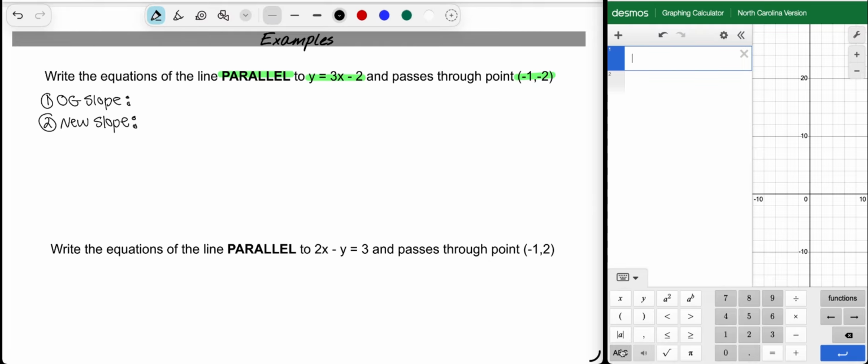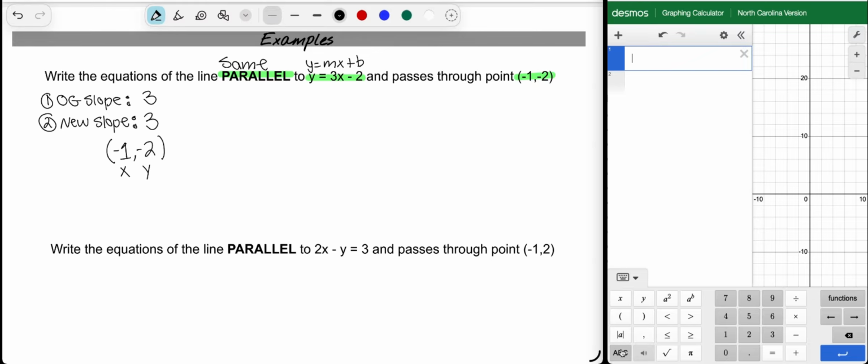Step 1 says get our OG. Now, in the format that they gave us, y equals mx plus b, which is slope-intercept form, that means slope is given. So the slope for me this time is going to be a positive 3. And because it is parallel, that means it is the same. So I'm going to use 3 again. All right. Now we're going to use the point that they provided me with, which is a -1 and -2. We're going to label it X and Y.